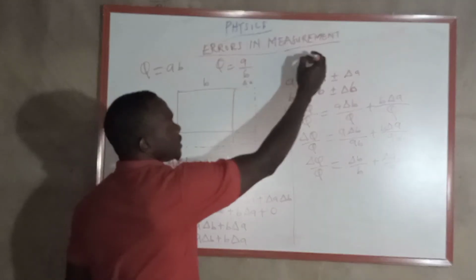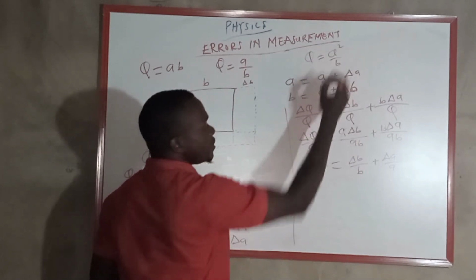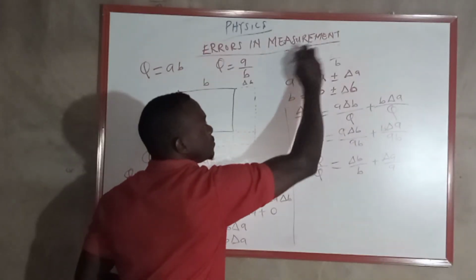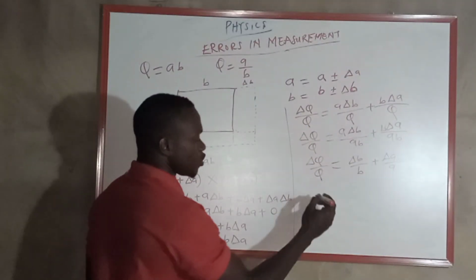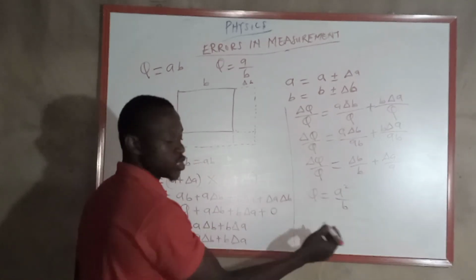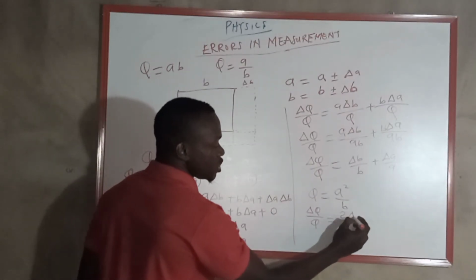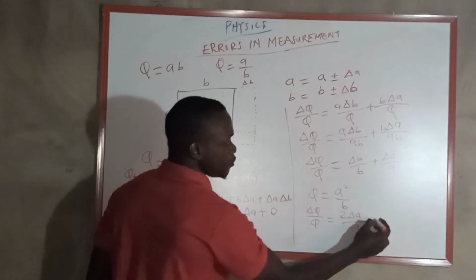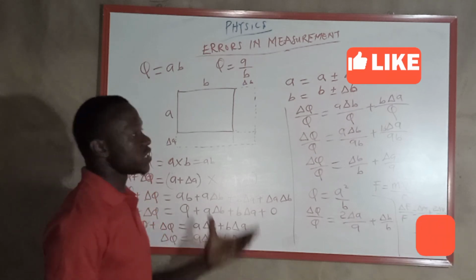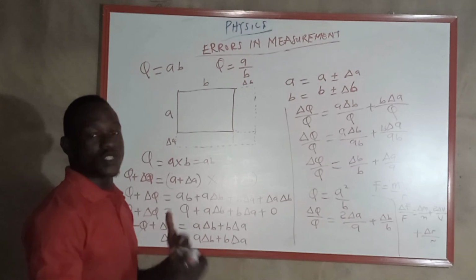If, for instance, we have something like Q is equal to A squared over B, then, okay, let me write it down. Let's say we have Q is equal to A squared over B. That means our error is going to become change in Q over Q is equal to 2 change in A over A plus change in B over B. That is just the formula for calculating the error in measurement when we are dealing with quotients and division. So we'll see an example.